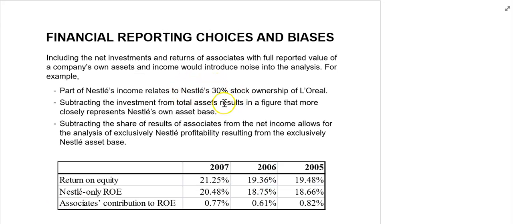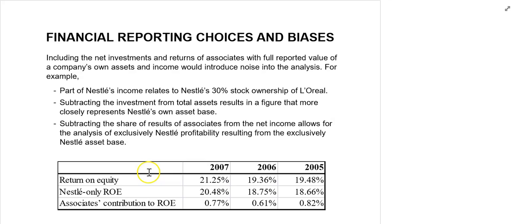Nestle has 30% stock ownership of L'Oreal. Now, this may affect our findings from the DuPont analysis because the investment in L'Oreal affects not only the total assets but it also affects net income. Therefore, we need to subtract net income and net investment in L'Oreal from Nestle's total assets as well as net income to calculate the return on equity that is free from this bias.